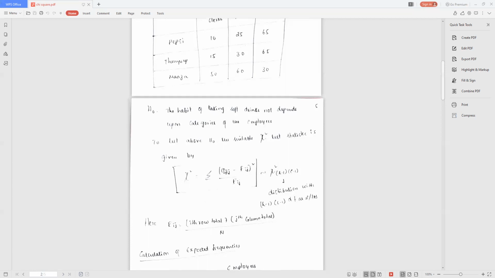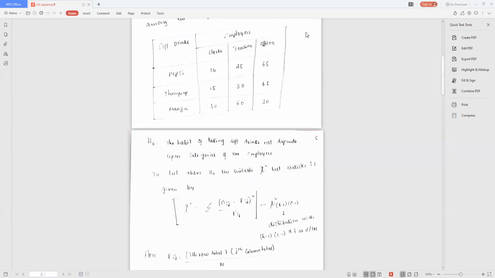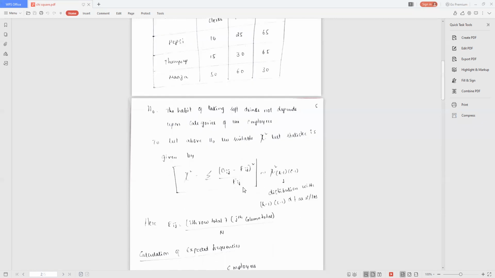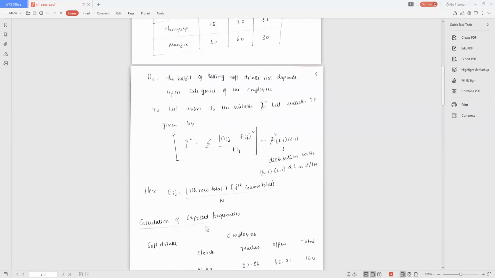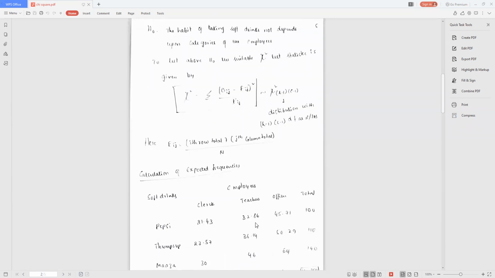Observed values are whatever data they have already given. The expected values, or expected frequencies, we have to calculate initially. Here Eij is equal to the ith row total into the jth column total divided by n, where n is the grand total. For this data, we have to calculate the expected values initially. That is the calculation of the expected frequencies.